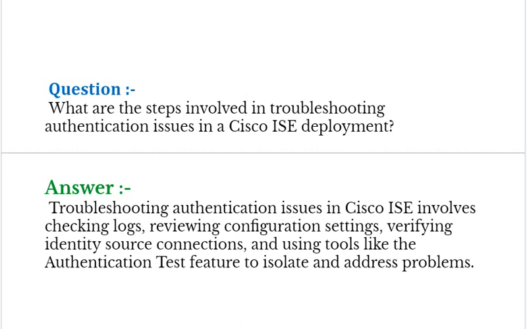Our next interview question is: what are the steps involved in troubleshooting authentication issues in a Cisco ISE deployment? Your answer should be: troubleshooting authentication issues in Cisco ISE involves checking logs, reviewing configuration settings, verifying identity source connections, and using tools like the authentication test feature to isolate and address problems.